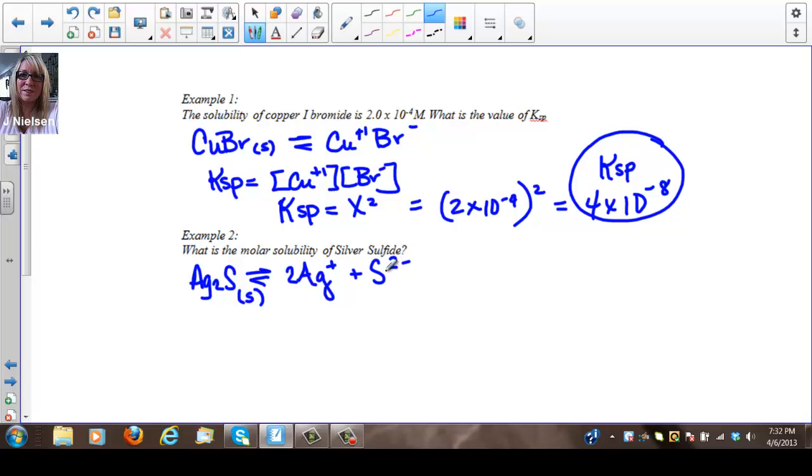So there's a couple of things going on here. First, if I write my Ksp expression, that's going to be equal to Ag+ squared times S2-. So I have to think about this from a variable point of view. If I have 2Ag, that's kind of like saying 2x. Sometimes people use S here. I think the textbook uses S for solubility. It's up to you. I'd rather just use x, but you can use S.